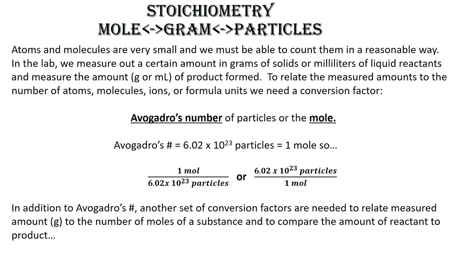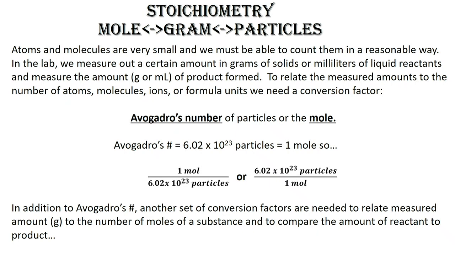In this video, we will have an intro to stoichiometry, or the calculations that we use to determine amounts of substances. Atoms and molecules are very small, and we must be able to count them in a reasonable way. In the lab, however, we don't measure out molecules and atoms. We measure out a certain amount of grams of solids or milliliters of liquid reactants. And then we measure the same amounts of the products at the end of a reaction.